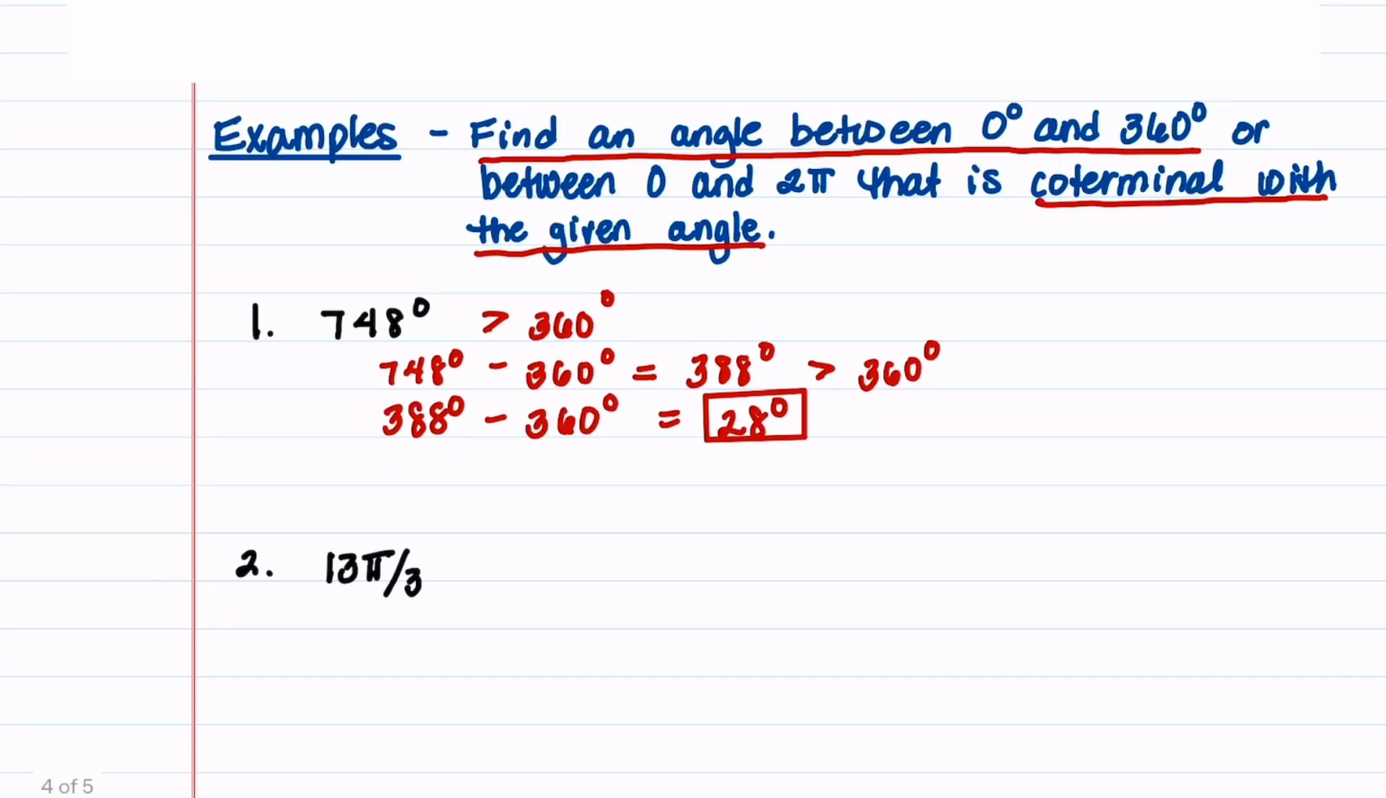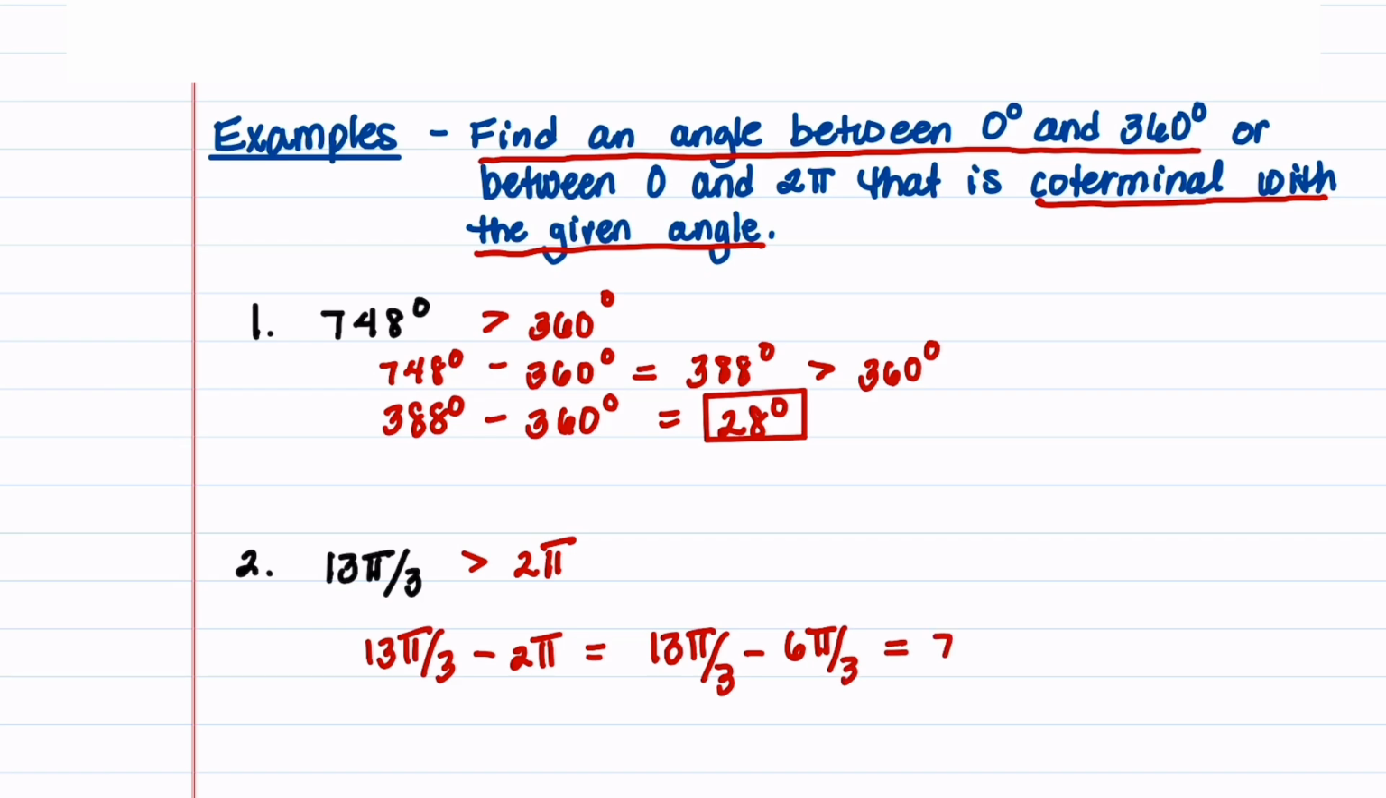Our next one is in radians, and we begin by noticing that this is greater than 2 pi. I think these are a little bit harder because you end up adding or subtracting fractions. So we begin by subtracting 2 pi. So we have 13 pi over 3. We subtract 2 pi. So this is 13 pi over 3 minus 6 pi over 3, which is 7 pi over 3.